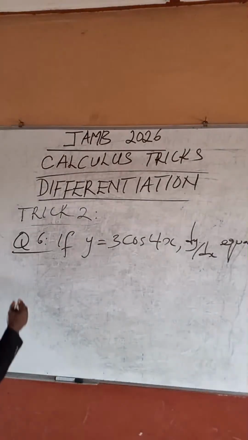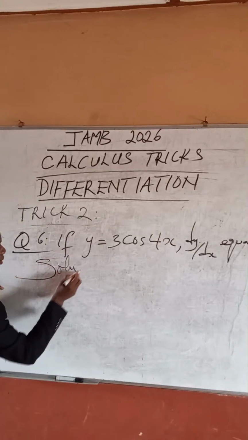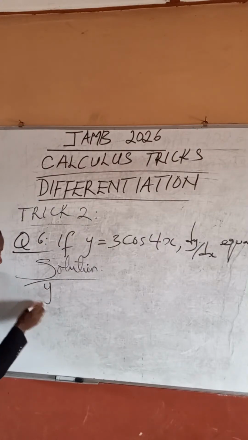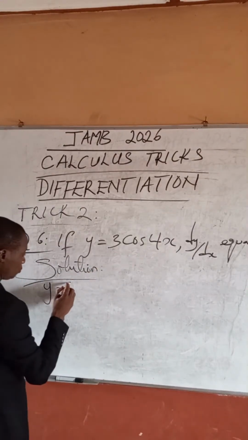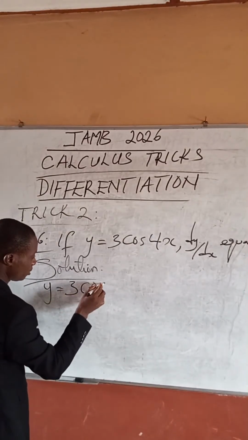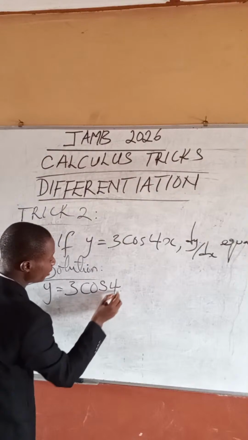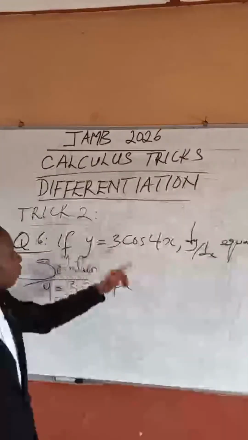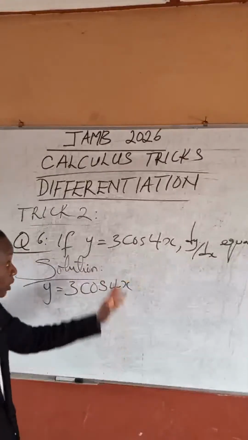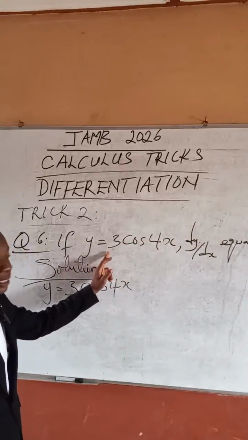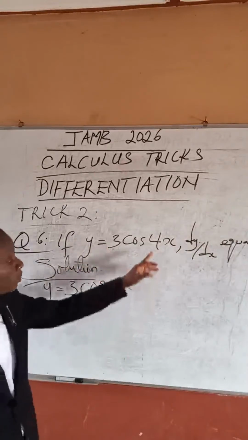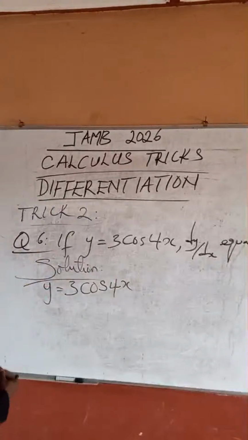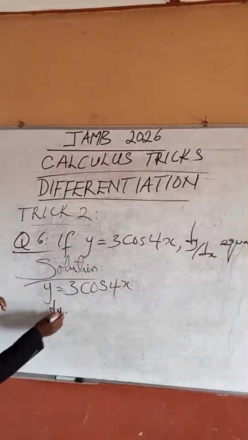So, solution. y is equals to 3 cos 4x. That is what we have for y. Now, how do we solve this? Remember, we have done the one where there's no coefficient here. It's the same thing. So differentiate this one up here. We don't differentiate the constant when it is here. Always factorize it out. So dy dx, what is dy dx?